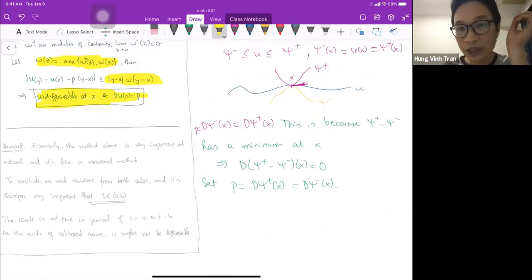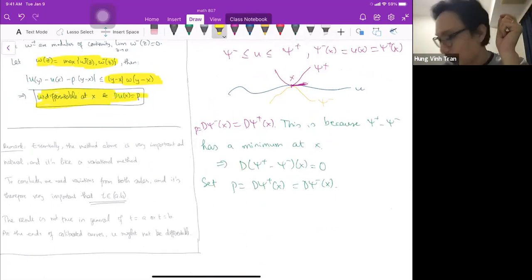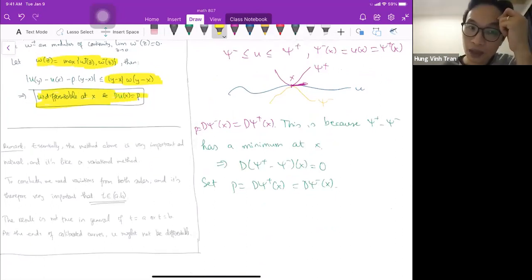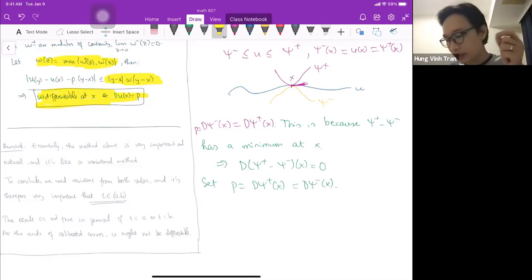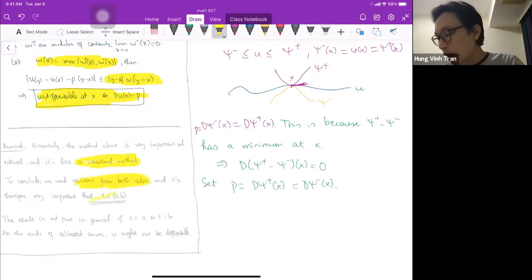And as I promised, I'm going to try to compute the gradient of c with you, which is quite fun. After all, we are dealing with calculus of variations. We are dealing with variations of curves, and we are dealing with minimizers. So in a rough way, I would consider this method to be a variational method, right? You need to do variation from both sides, and that's why I need t to be strictly between a and b.